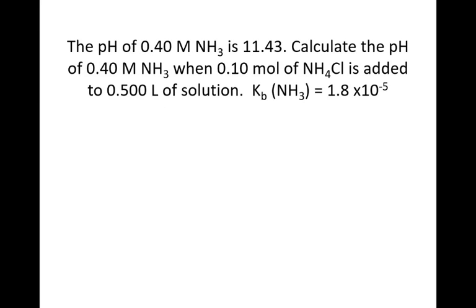And now we can quantify that scenario. So if the pH of a 0.4 molar solution of NH3 is 11.43, what would be the pH if you added 0.1 moles of NH4Cl to a 0.5 liter solution? Okay, we know that the pH should decrease, but let's find out how much. We're going to use that same Kb reaction. And since we're quantifying concentrations at equilibrium, we're going to need an ICE table to organize our thoughts.